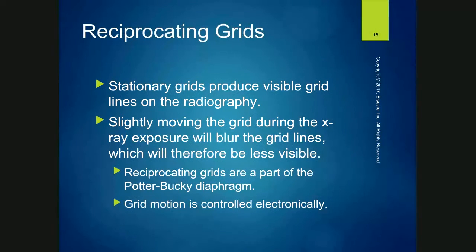Your reciprocating grids are basically very similar in construction as far as your interspace material and your grid lead strips to stop the scatter radiation. The difference is that they move. You're not going to believe this, they reciprocate. That means they move back and forth. If any of you have ever used a reciprocating saw, it's the one that does like this. That's a reciprocating saw. Your reciprocating grids do the same thing.